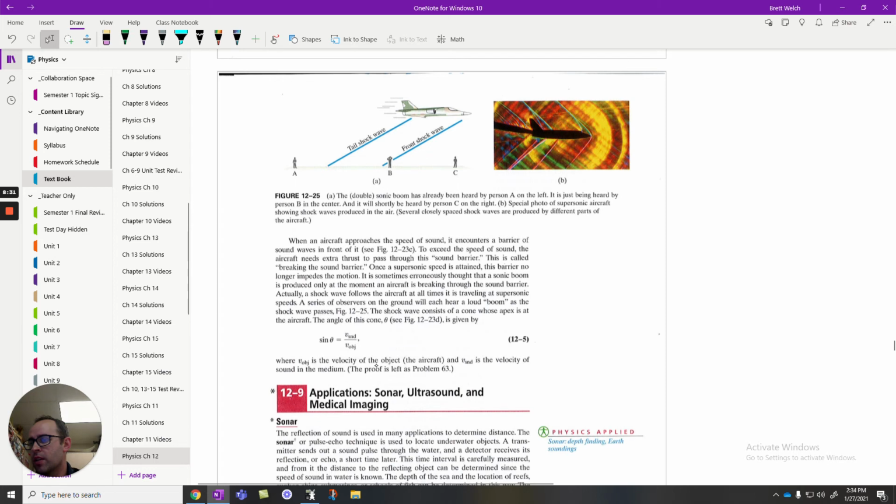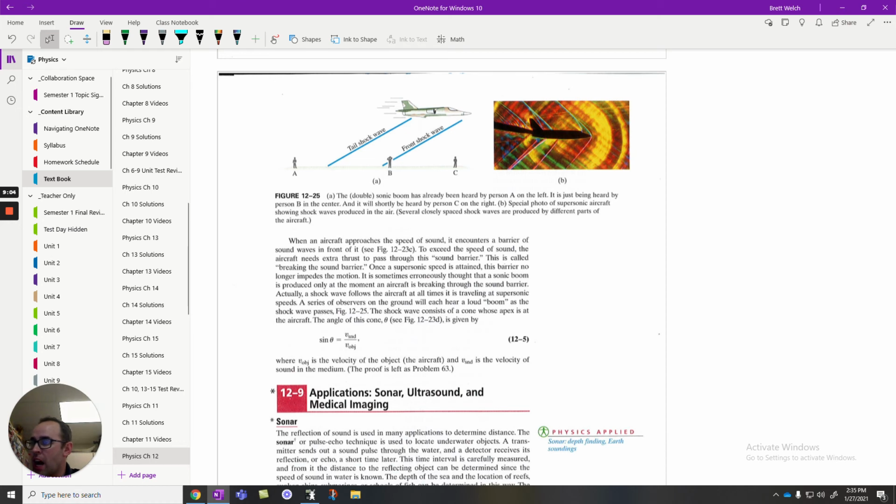There are two formulas we're going to talk about. First, if you want to know the angle of the cone that comes out from the sonic boom, the sine of theta will equal V of the sound divided by V of the object. Remember, sound doesn't always travel at the same speed. As you go up in elevation, the velocity of sound will change as the air density changes. So depending on where you are, the sonic boom can occur at different velocities. And then it's divided by the velocity of the object.